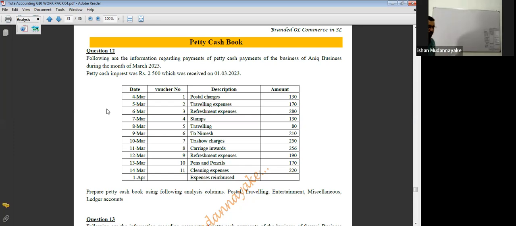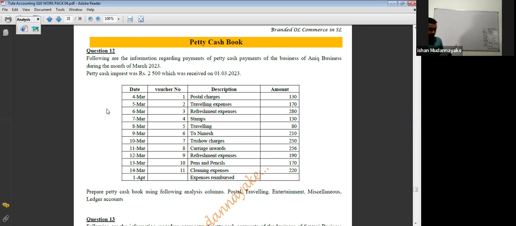The petty cashier is the responsible person to handle the petty cash system of the business. He needs to prepare the petty cash book and petty cash payment vouchers. A specific amount given to the petty cashier by the main cashier for petty cash expenses is called petty cash imprest.